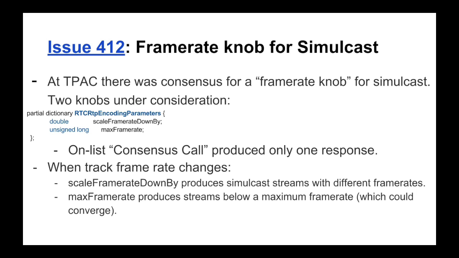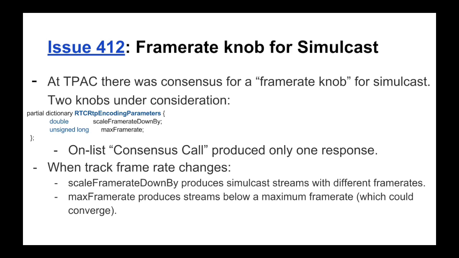Issue 412, frame rate knob for simulcast. Bernard. Okay, so at TPAC there was consensus for a frame rate knob, and I believe that it was one or two knobs: one knob was max frame rate and the other knob was scale frame rate down by. Is that accurate? Was there a discussion of yet another knob, or are those just the two knobs we have to discuss? I think it's just two. Okay, so Harald then had a consensus call, which produced only one response, but a bunch of questions.